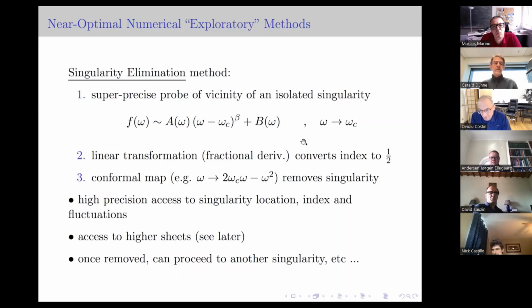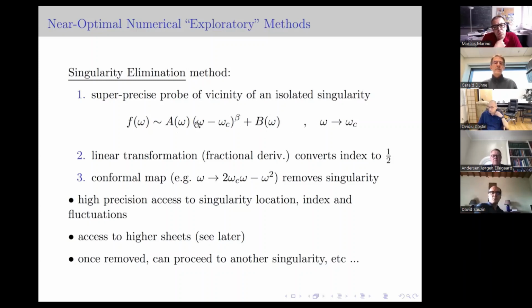And the point is, even if you didn't know the value of WC or the value of beta, you can iteratively use a sort of resonance method to hone in on these values. And it's extremely sensitive, and you can tell very easily as you approach the location here and the index here. Once you know these, once you do this conformal map and remove the singularity, the expansion at this point just gives you the coefficients of this expansion. If you then want to probe this, you just now divide by this and do it the other way around.